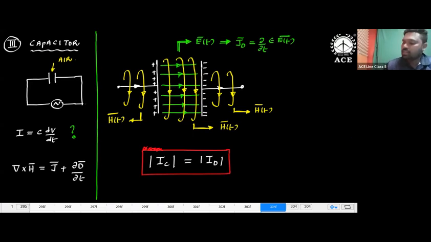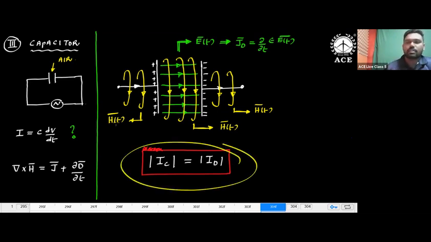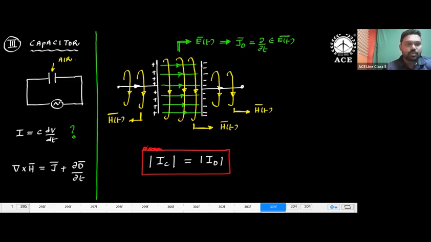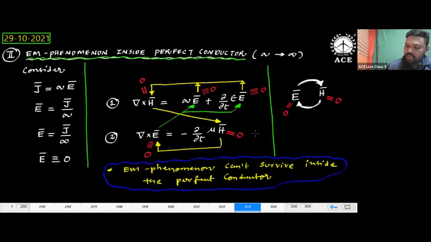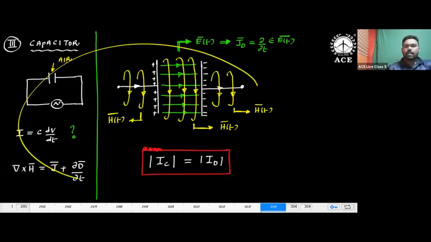Okay. So what you need to remember for your exam is only this one: conduction current is equal to displacement current. But if you get a question, if any interviewer asks regarding this one, this is the explanation you need to give. Fine. So we have understood EM phenomena inside the perfect conductor. We have understood how the current flow is separated between the plates of a capacitor.